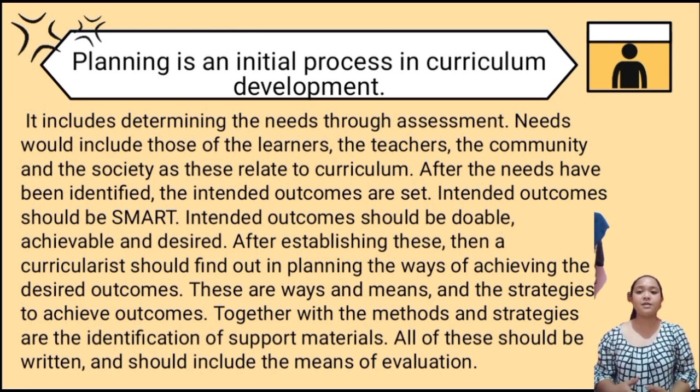After establishing this, a curricularist should find out in planning the ways of achieving the desired outcomes. These are ways and means and the strategies to achieve the outcome. So the first thing to do is to plan to achieve the desired outcomes that you want. Together with the methods and strategies are the identification of support materials. All of these should be written and should include the means of evaluation.